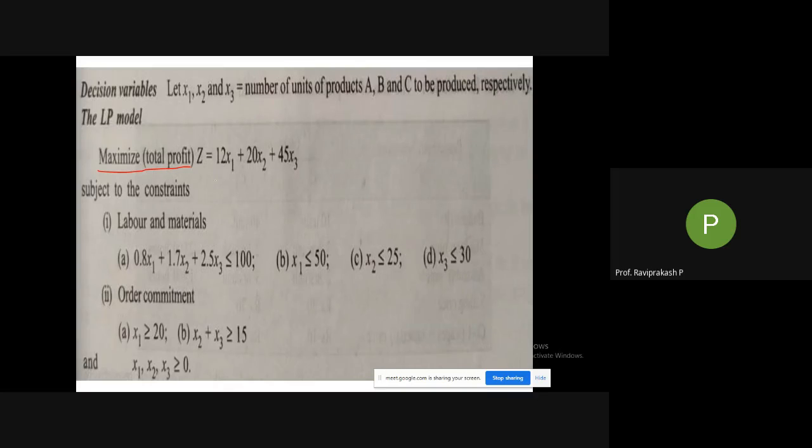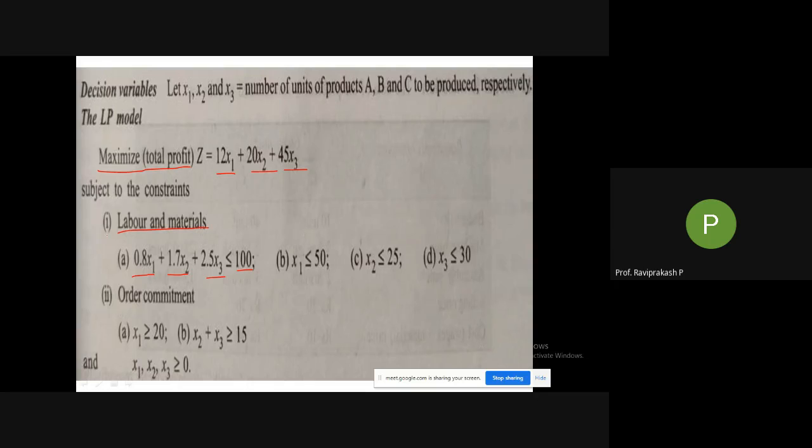So similarly, here 12x1 plus 20x2 plus 45x3. This is the objective function, and the objective function is to maximize. Subject to the constraints. What are the constraints? For labor and materials. For labor it is 0.8x1, 1.7x2 and 2.5x3. And in total how much do you have per day? I have 100, so I cannot have more than 100, but I can have less than 100. So it is less than or equal to 100, the first constraint.